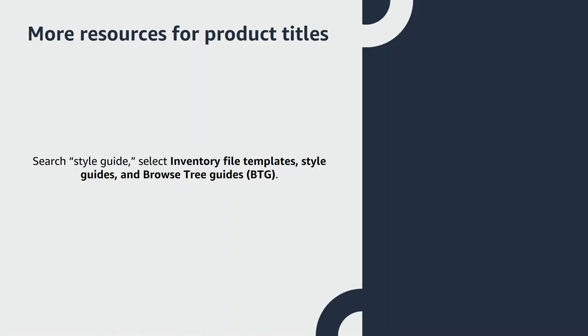Before you upload images for a product, take a look at the appropriate category style guide on Seller Central. Once again, you can find the downloadable guide by searching style guide, then selecting the help page: Inventory File Templates, Style Guides, and Browse Tree Guides.